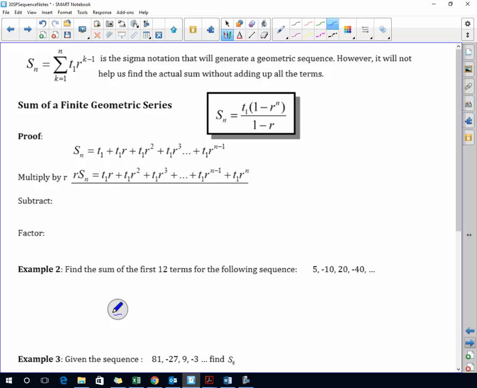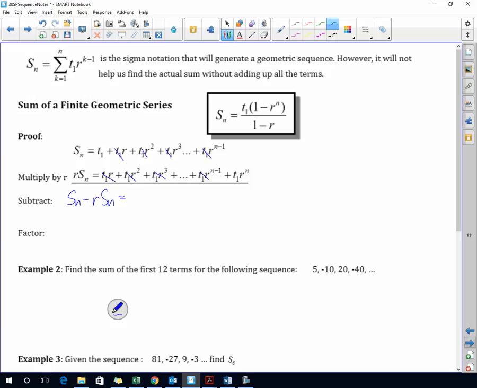So now that I have both of these equations that are true, I'm going to subtract. So you might say, how do you subtract that? Well, you get Sn subtract rSn. So what happens when I subtract this? Does everybody see that this term will subtract that, and this term will subtract that, and this term will subtract that, and this term will subtract that, and what am I left with? Term 1 plus term 1 r to the power n.